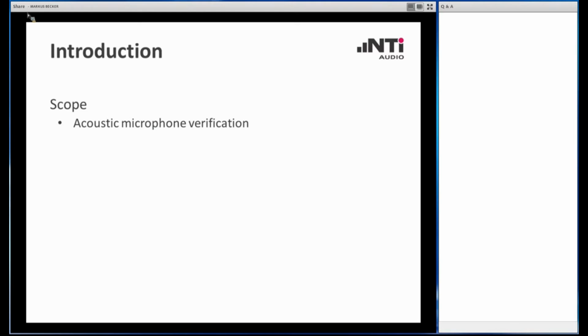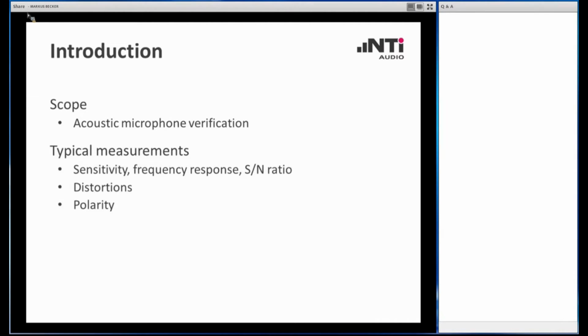First, we are going to restrict this presentation only to the acoustic microphone testing. There are also electrostatic couplers available on the market for microphone testing. These are not the topic of today. We are focusing only on testing and measuring the performance of microphones acoustically. Typical measurements are, of course, sensitivity, which is a key parameter, but frequency response and signal-to-noise ratio are also important, like distortions, polarity, maybe some other measurements in your application, but these are the most typical ones for microphone testing.